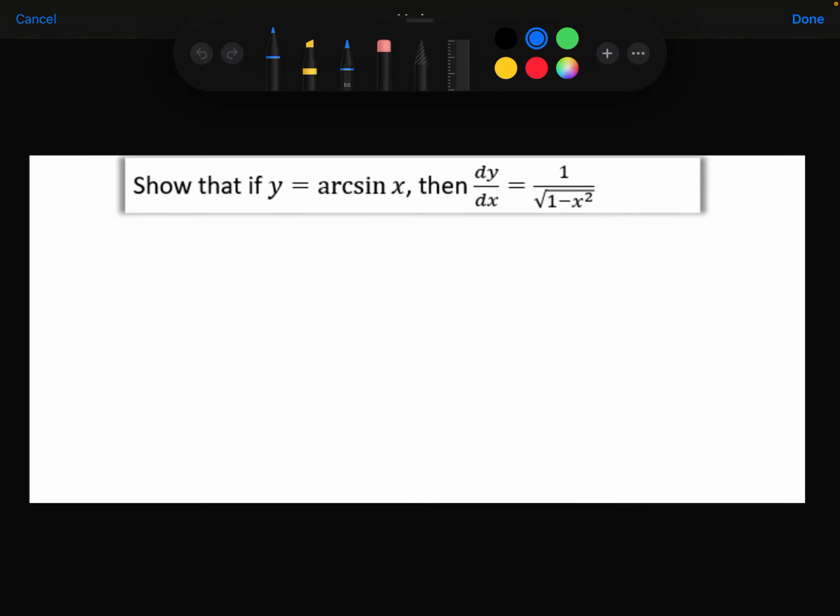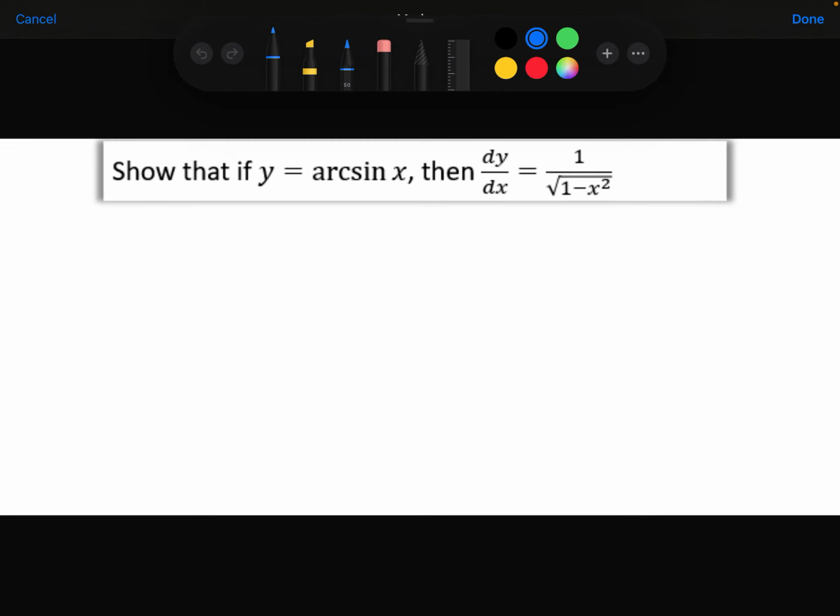So, what we do, I'm going to take the sine of both sides, so I can say sine y equals x. I'm then going to differentiate both sides implicitly, with respect to x. So sine y is going to differentiate to cos y with respect to y, but then I have to multiply that by dy by dx. X, differentiate that, and I just get 1.